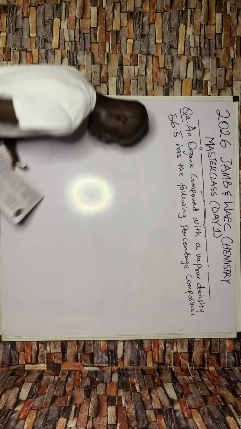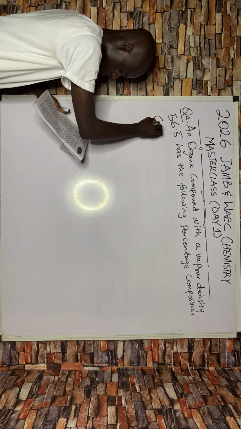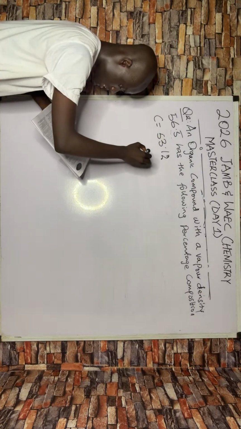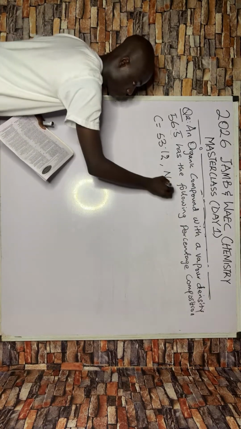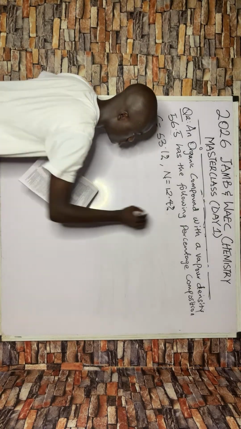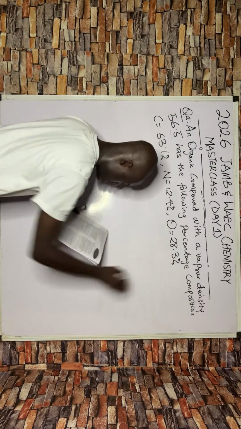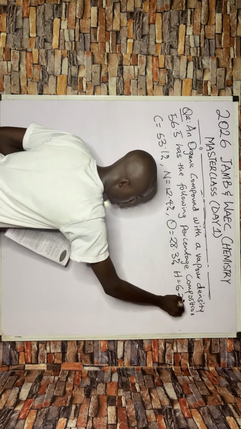The compound has the following percentage composition: C is 53.1%, N, which is nitrogen, is 12.4%, oxygen is 23.8%, and hydrogen is 6.2%. Again, the question is clear.